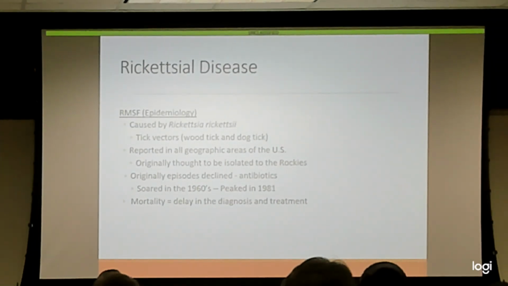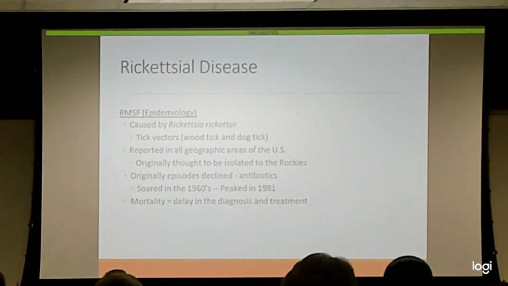All right. Rocky Mountain spotted fever, or RMSF. It's caused by Rickettsia rickettsii. It's a tick vector, by the wood tick and dog tick. It's the Ixodid family of ticks. You have two different separations. You have some on the east coast and you have some on the west coast. The principal vector on the west coast is the wood tick, and the one on the east coast is the dog tick.